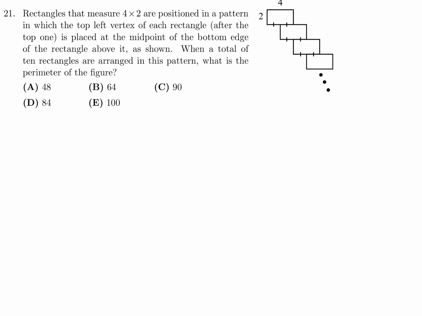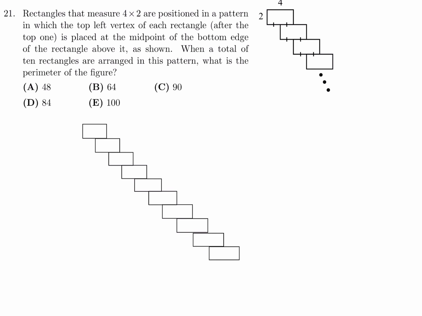Rectangles that measure 4 by 2 are positioned in a pattern in which the top left vertex of each rectangle, after the top one, is placed at the midpoint of the bottom edge of the rectangle above it, as shown. When a total of 10 rectangles are arranged in this pattern, what is the perimeter of the figure?